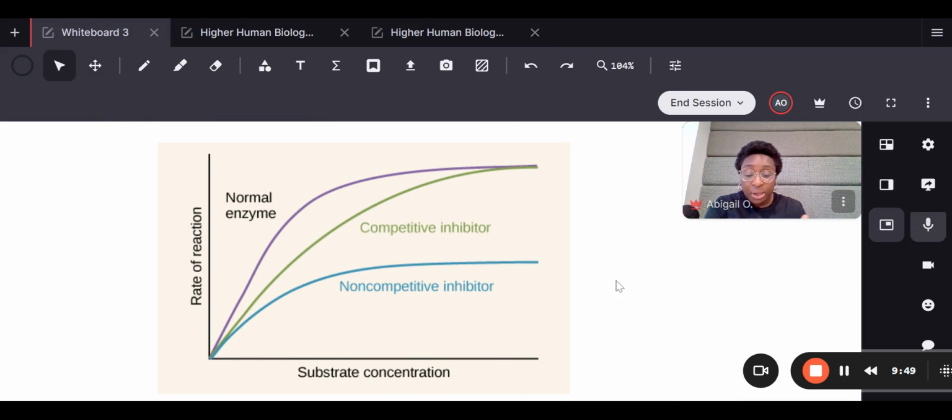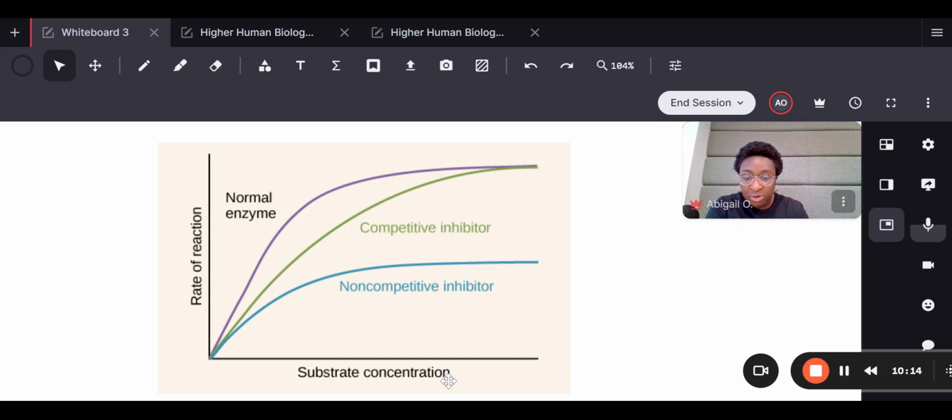So, if we look at this graph, it's talking about what happens to enzyme activity when you've got an uninhibited enzyme and enzymes that have a competitive or non-competitive inhibitor. The purple line is the normal, no inhibitor rate of reaction. The green line, you can see, is a bit slower, a bit below the purple line. Along here is substrate concentration, up here is rate of reaction.